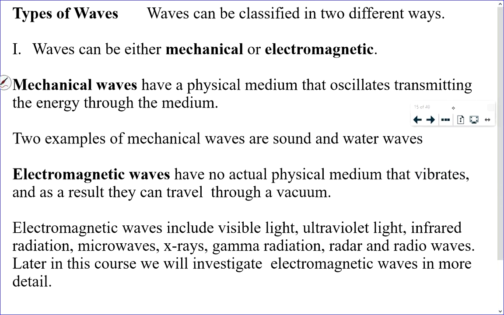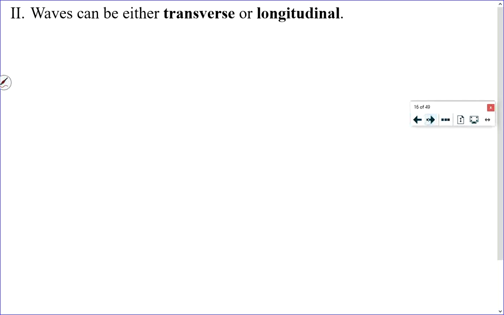Incidentally, just so you know, you're familiar with the concept of the speed of light. You can look it up on your formula sheet. That's the speed of radio waves. That's the speed of microwaves. That's the speed of radar. That's the speed of any type of electromagnetic wave. They all travel at the speed of light. All right, now we're going to focus mainly on mechanical waves for the rest of the lesson and unit.